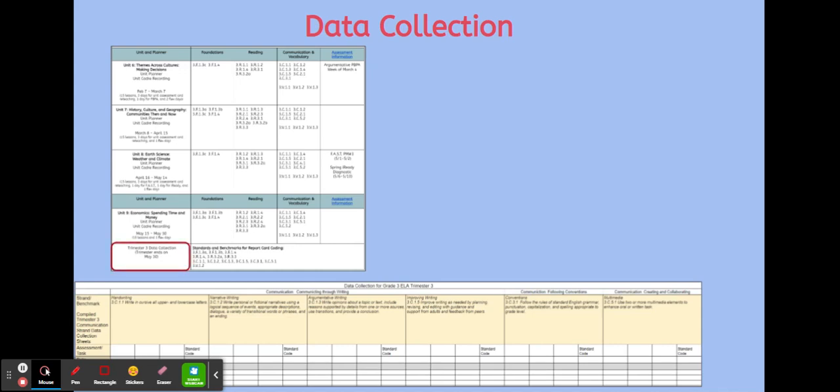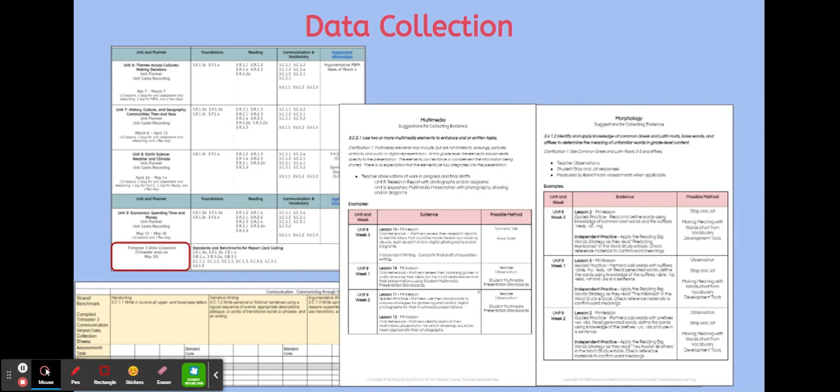Our data collection sheets are linked right on our scope and sequence. You will want to click on Trimester 3 Data Collection. You can also find them on Blender within the Report Card Support tab. The data collection spreadsheets can be your digital gradebook if you choose. If you prefer other tools for data collection like a paper pencil checklist, now is a great time. On your screen, you can see one example for communication and vocabulary.